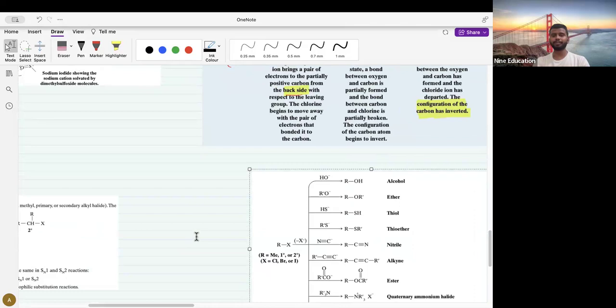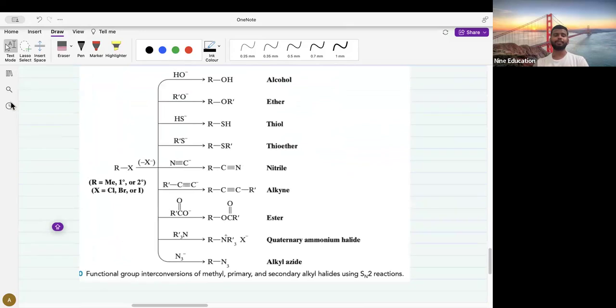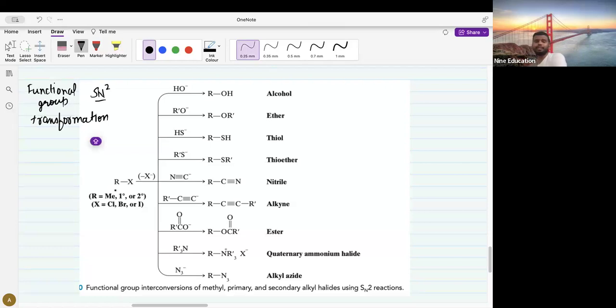We'll start next thing, beta. Next thing, see, if I have an alkyl halide, I want to convert my alkyl halide to another group, to another functional group. So what I can do, I can always do SN2 reaction. And this SN2 reaction is used for functional group transformation. Done.